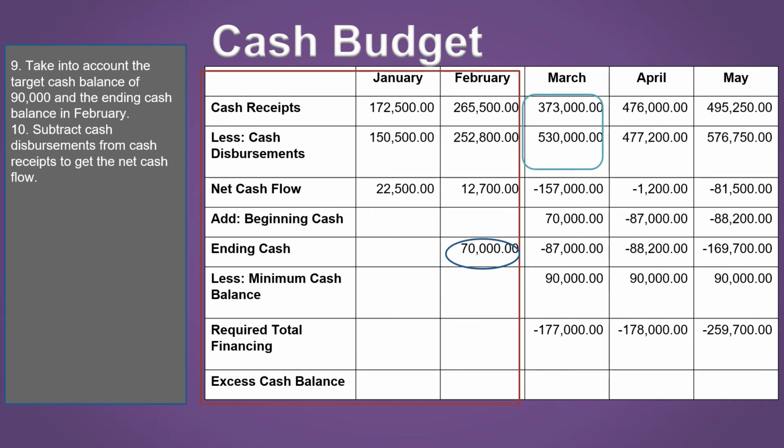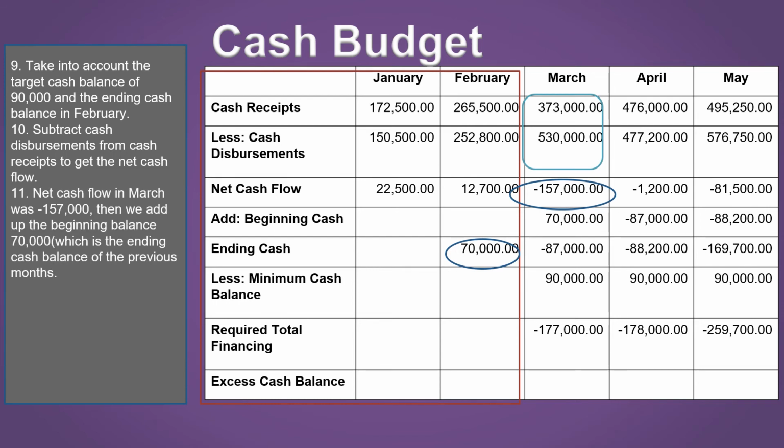cash flow. So, for the month of March, our cash receipts is 373,000 less cash disbursements of 530,000, and then we'll get a negative 150,000. And then we have to add the beginning cash balance. Where are we going to get the beginning cash balance? The beginning cash balance is the ending cash balance of the previous month, which is February. Again, the ending cash balance for the month of February, which is 70,000 pesos, will now become the beginning cash for the following month, which is for the month of March.